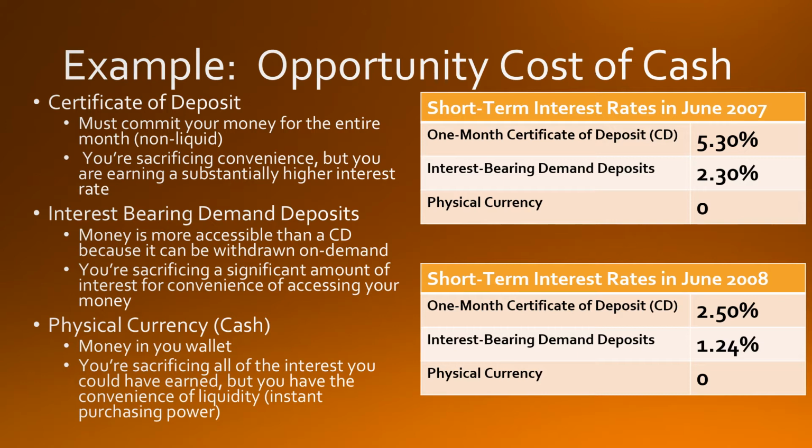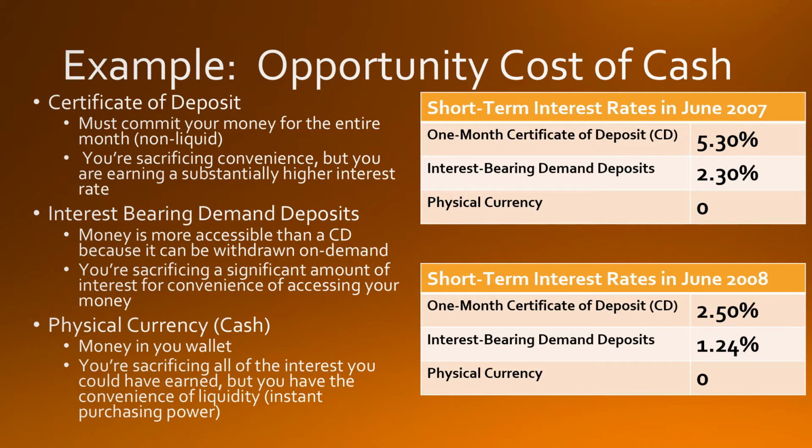Now, an interest-bearing demand deposit means a special kind of checking account where you can have access to your money and you also earn interest. But since you have access to your money, you don't get as much interest, right? So your money's more accessible than the CD because you can withdraw it whenever you want, like a checking account, but you're sacrificing a significant amount of interest for the convenience of being able to get at your money whenever you want it. And the last option is to just have physical cash in your pocket, right?